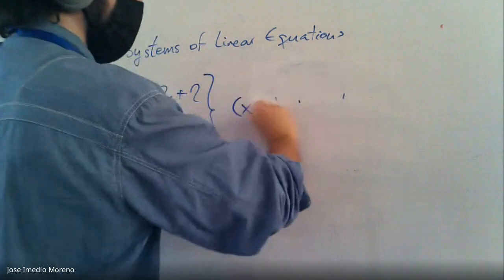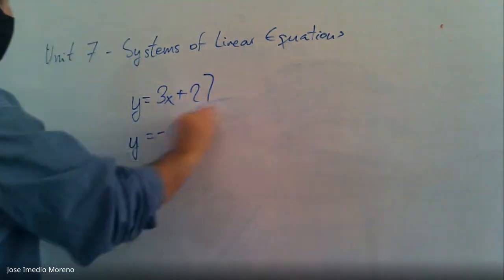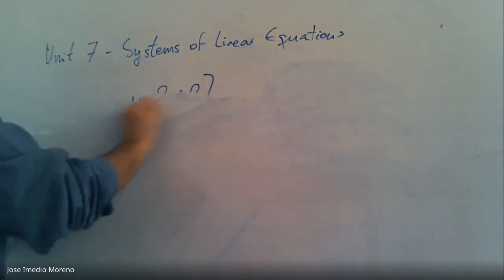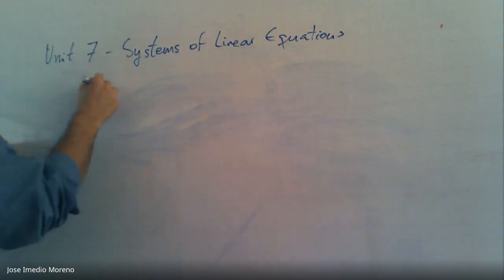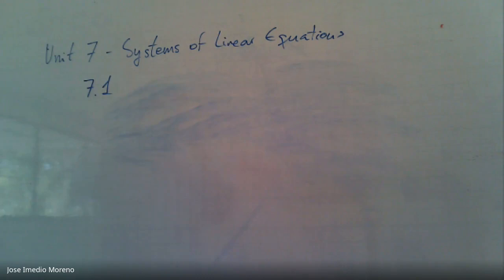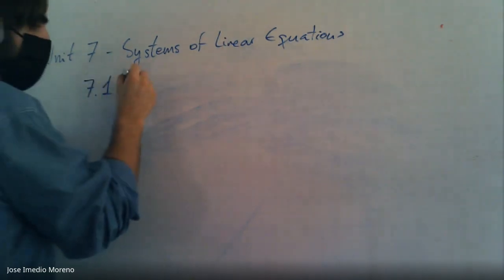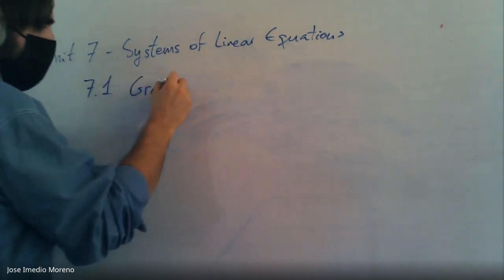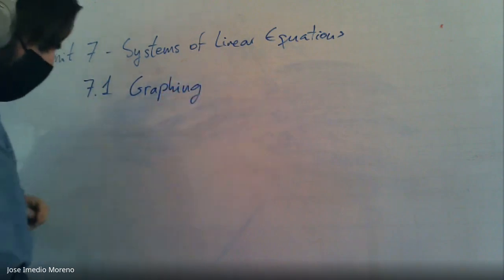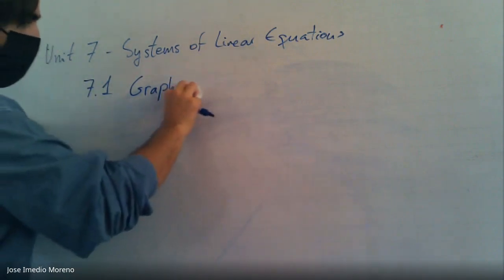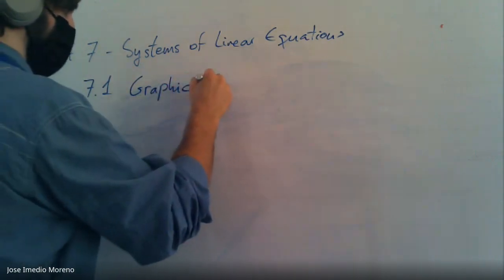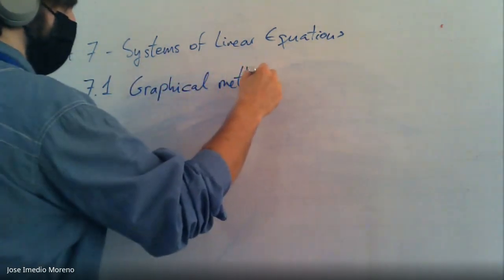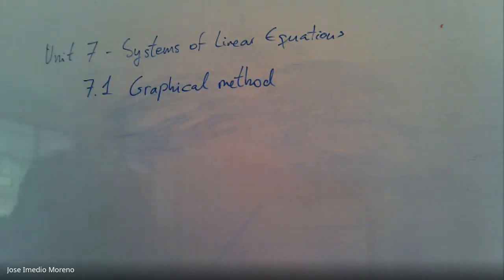And actually that's going to be section 7.1, and we will use an example very similar to the one you were working with in Pearson. So 7.1 would be graphing, or let's call it the graphical method. This is one of the methods we have to solve a system of linear equations.